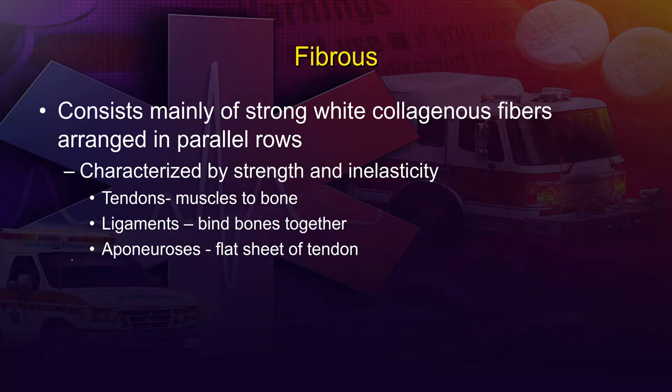Fibrous connective tissue is one of the most commonly referenced, and probably the most commonly thought of, type of connective tissue. It involves the tissue that makes up our tendons, ligaments, and then aponeuroses, which are essentially flat sheets of tendons, as exemplified, for example, in the feet.